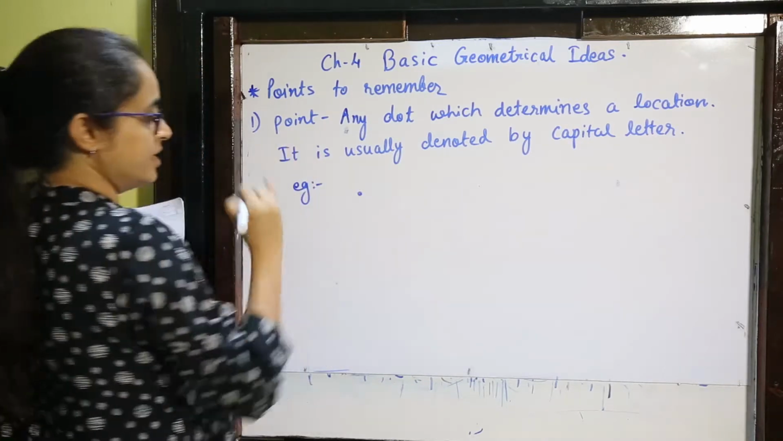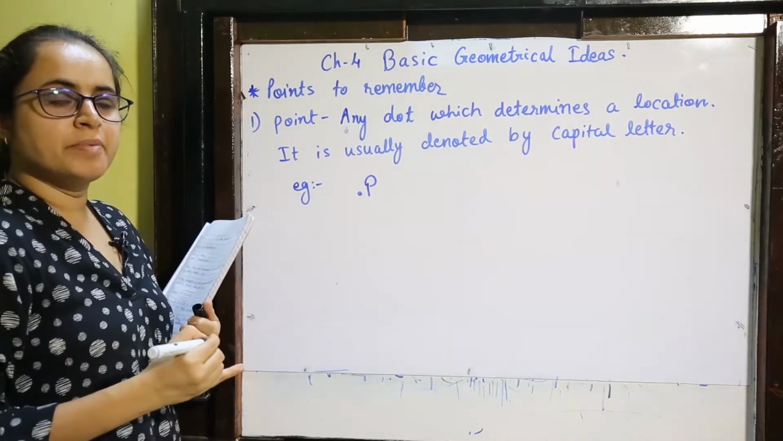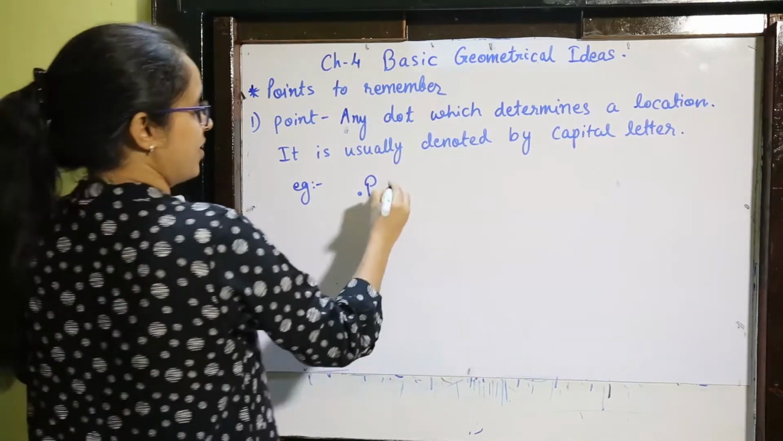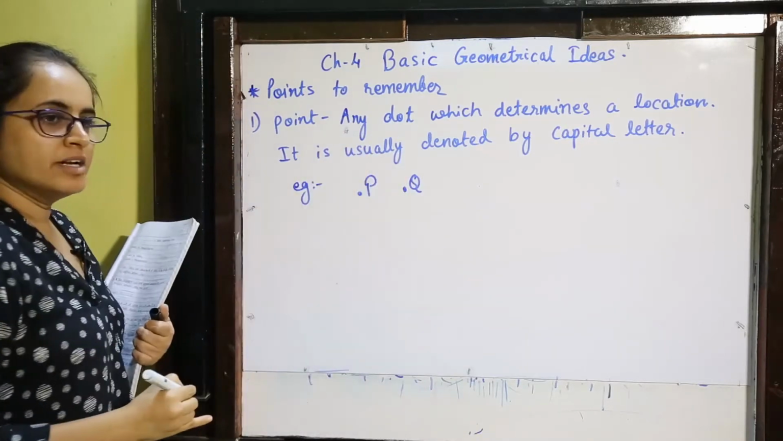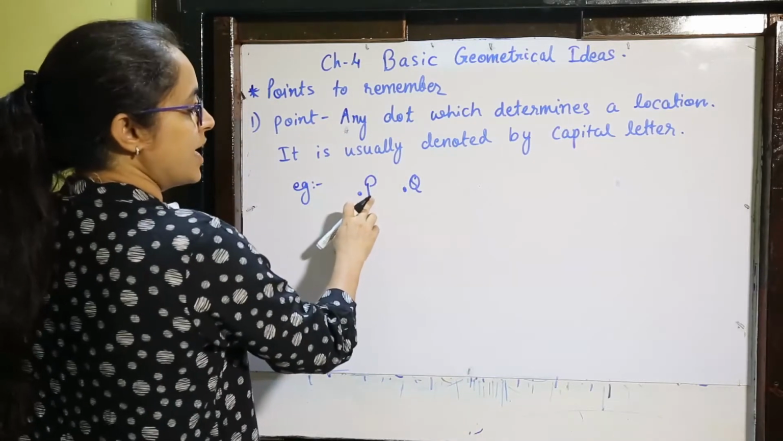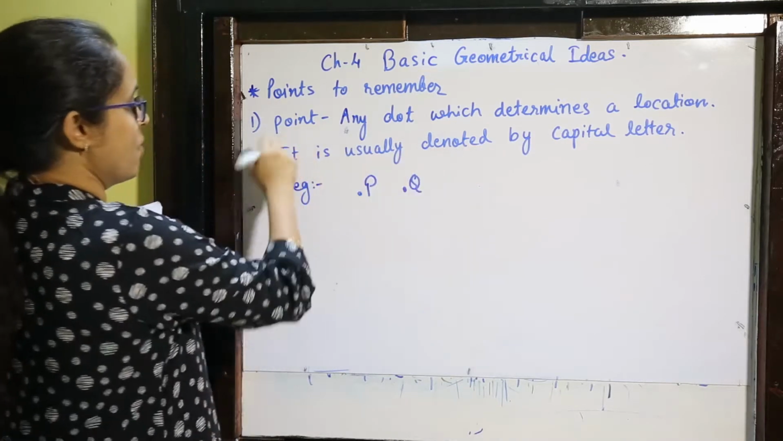Suppose there is a point here. Then I should denote it with a capital P. If I am denoting a second point, I denote it with a capital Q. So you need to write a capital letter to show a point.